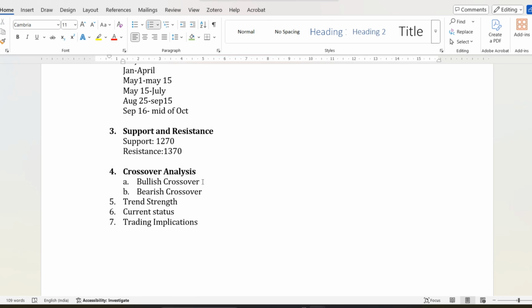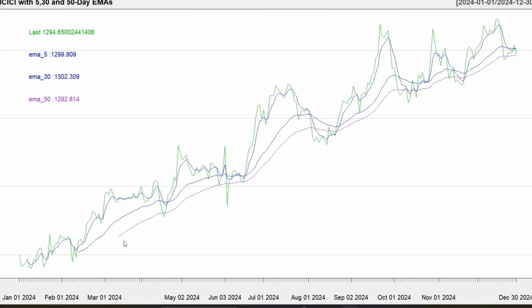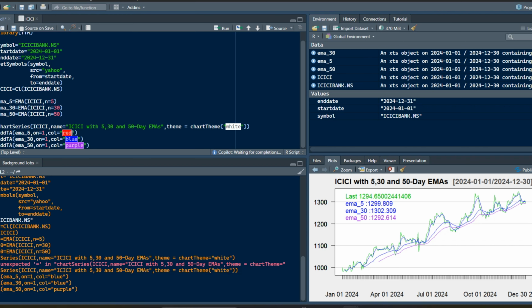So next one, bullish crossover. Bullish crossover means if the short-term EMA line cuts and goes up, you can see bullish. Here I am going only with the bullish trend. This one, this line you can see, the blue color one. I will just make it black so that you can see this on the screen properly instead of red.